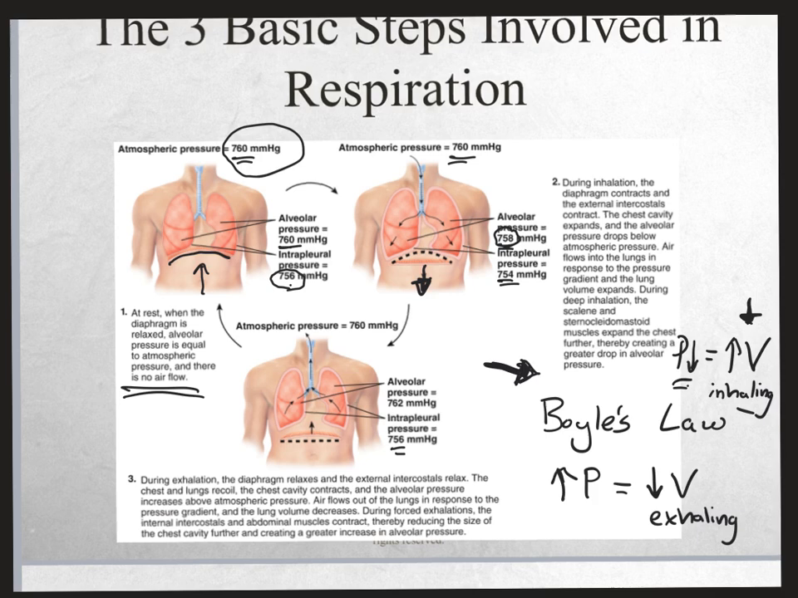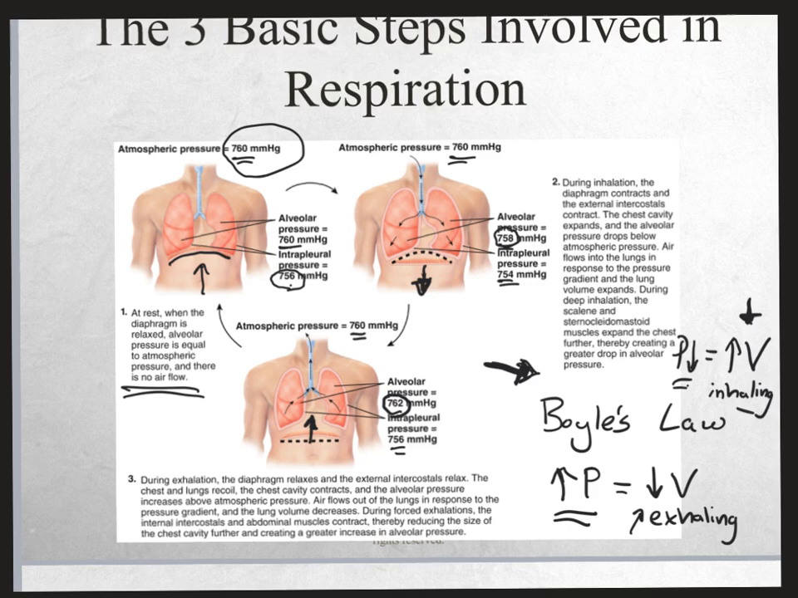So for exhalation, let's look. The diaphragm relaxes, it domes back up, pressure rises. Alveolar pressure goes from 758 in inhalation to 762. Now we go back to Boyle's law. If pressure goes up, we expect volume to go down, and that's exactly what happens. The chest and lungs are going to recoil elastically. The chest cavity contracts. Alveolar pressure increases to 762. This causes a flow of air from high to low, which is 760, and air is going to move out.